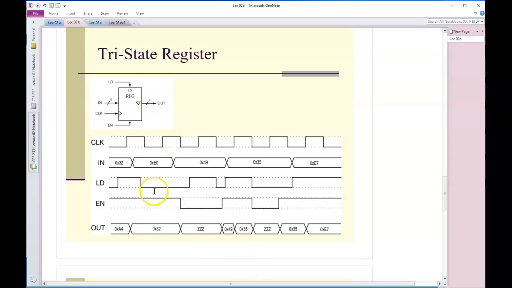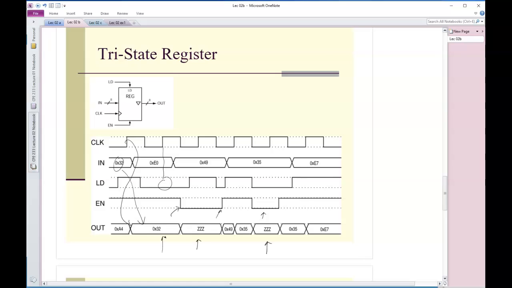So here, enable turns on and off. Once it turns off, I go into these high impedance states, and you can see that both times it turns off, it goes into a high impedance state. When it turns on, it just acts like a normal register, so you can see that this value right here, 32, gets loaded into there on the active clock edge because the load's turned on, etc. Here we've got no load, so it doesn't load, and other than that, it's just like a normal register.